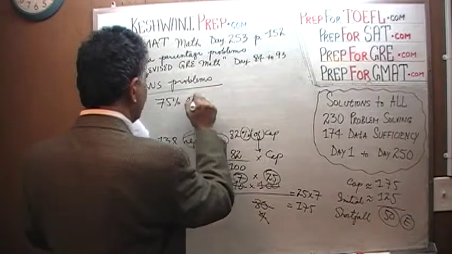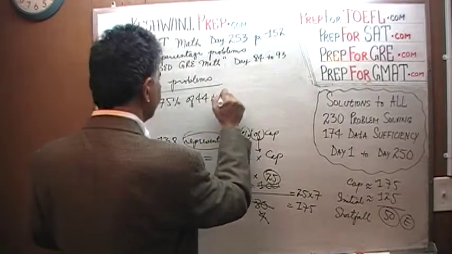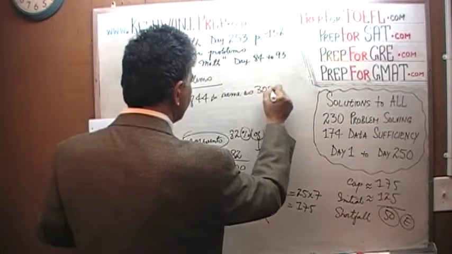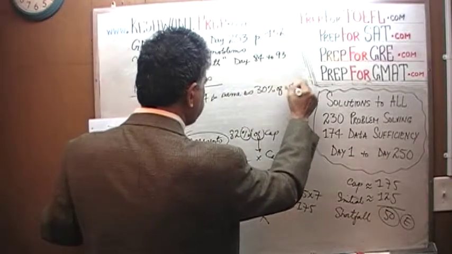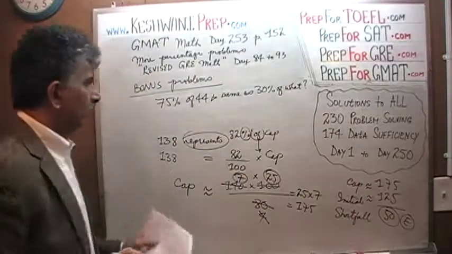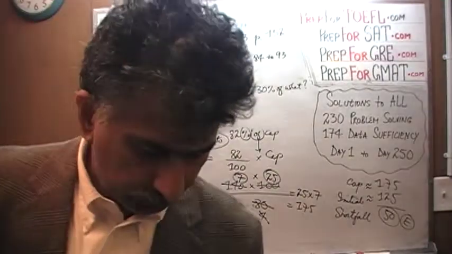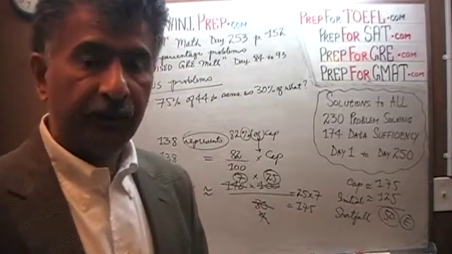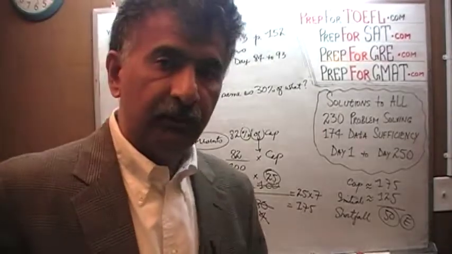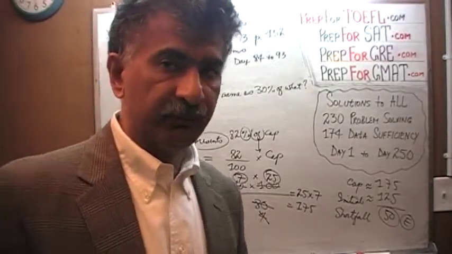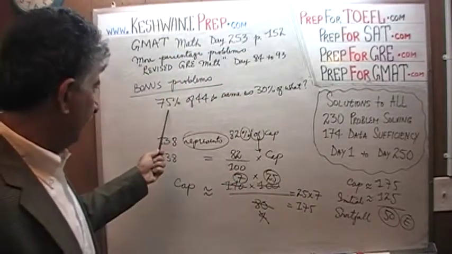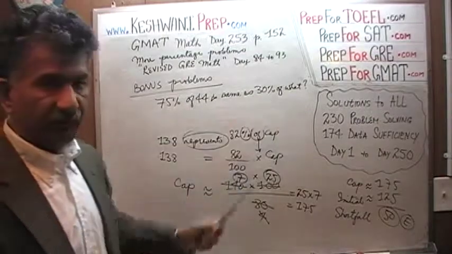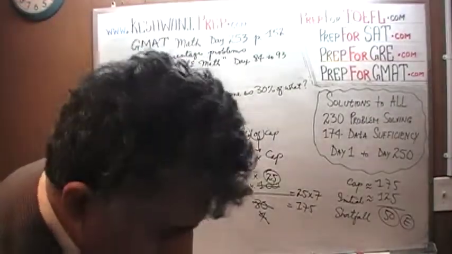75% of 44 is the same as 30% of what? What I would like you to do right now is pause the video, solve the problem yourself, and then compare the work that you do with the work that you and I will do in a few seconds together. Here's the problem: 75% of 44 is the same as 30% of what? Pause the video and do it yourself.